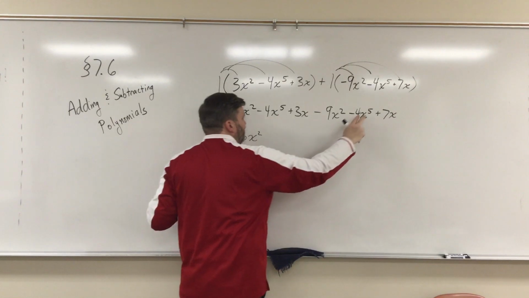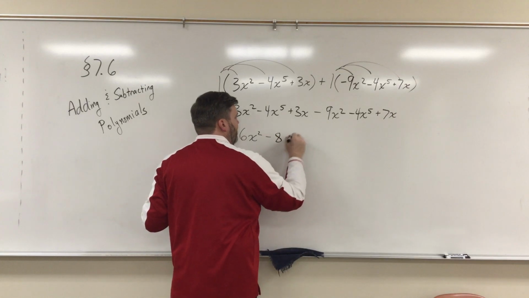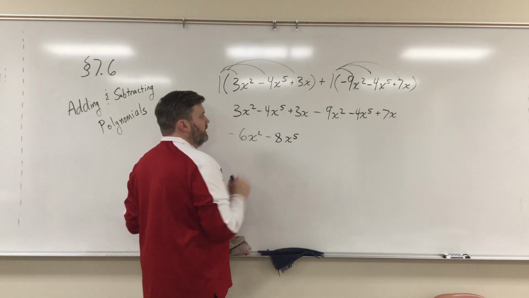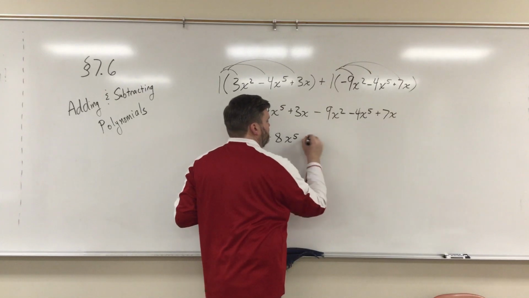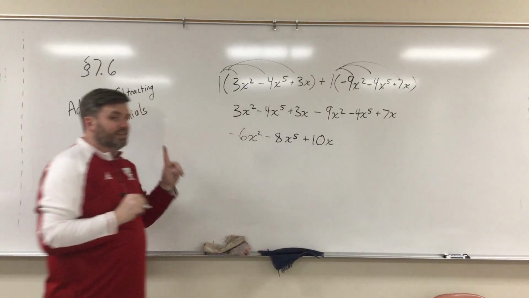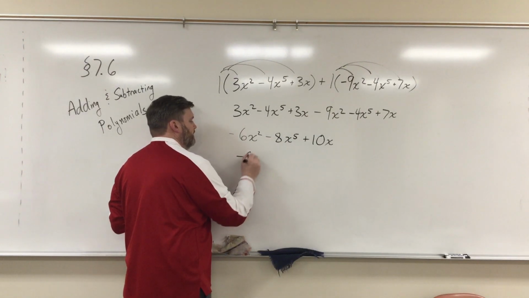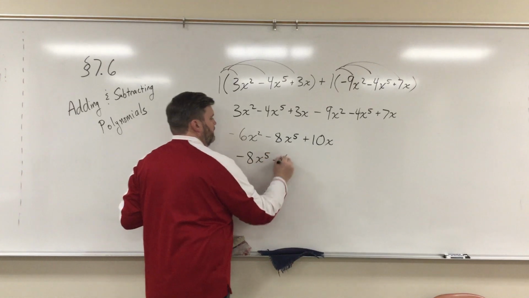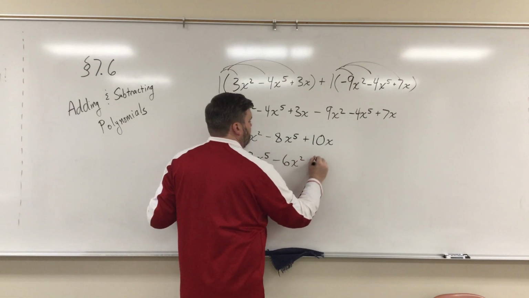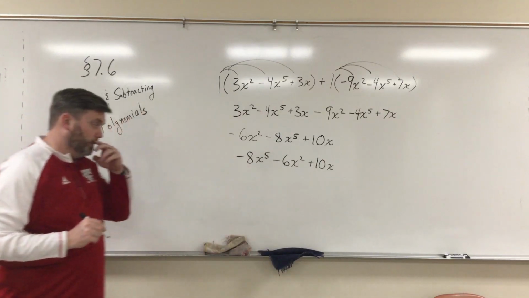Negative 4x to the 5th and negative 4x to the 5th, those are same signs, keep and add. I get negative 8x to the 5th. And then 3x and 7x give me 10x. It's not in standard form yet, though. I got to take degree 5 and move it out to the front, then degree 2, then degree 1. So I end up with a quintic trinomial.